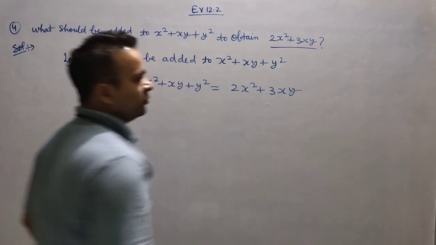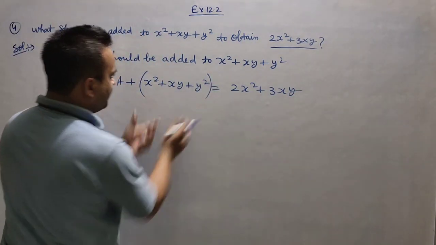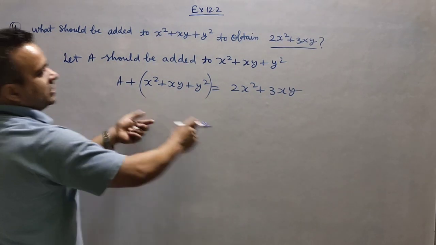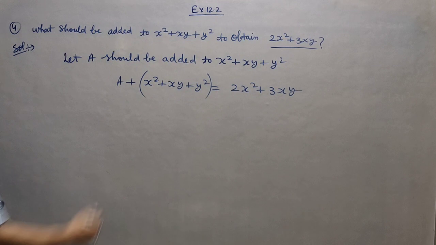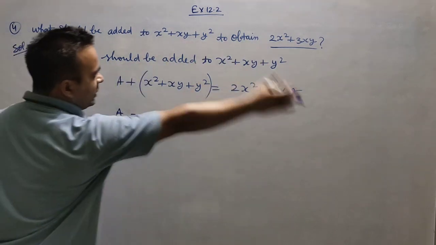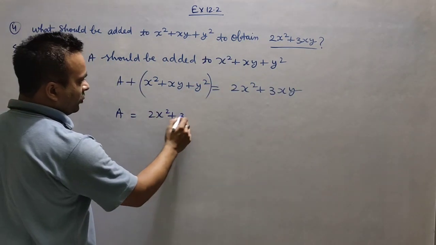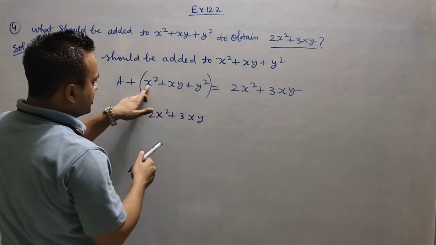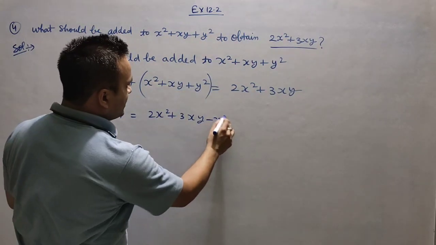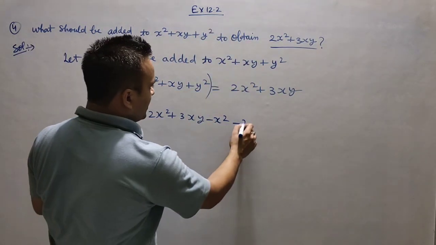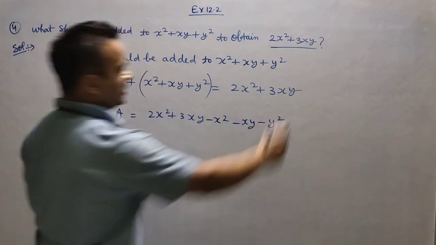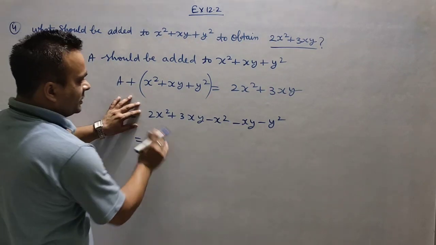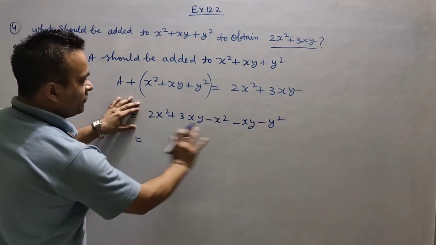Now I think you have understood what I am trying to say. What should be added to this expression means I am supposing that a should be added to this expression to get this one. So I hope it is clear. If I shift this whole value to the other side, each value will change its sign. Definitely if this x square is in plus, it will shift there in minus. This is plus xy, shift there in minus xy, plus y square, minus y square, right? Now you know the procedure. It is very simple now. It is just a simple algebraic form and you have to simplify it.